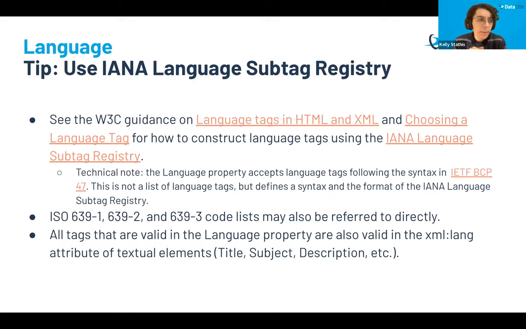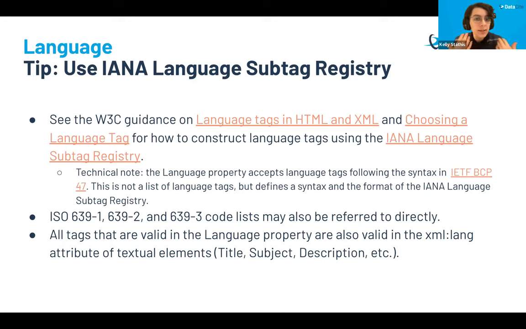So for example, it recommends for English the code EN, which you would see in ISO 639-1 as a two-letter code, rather than ENG, which you would see in ISO 639-3, a three-letter code. But for Mandarin Chinese, for example, it would recommend CMN rather than the general code for Chinese languages, ZH.